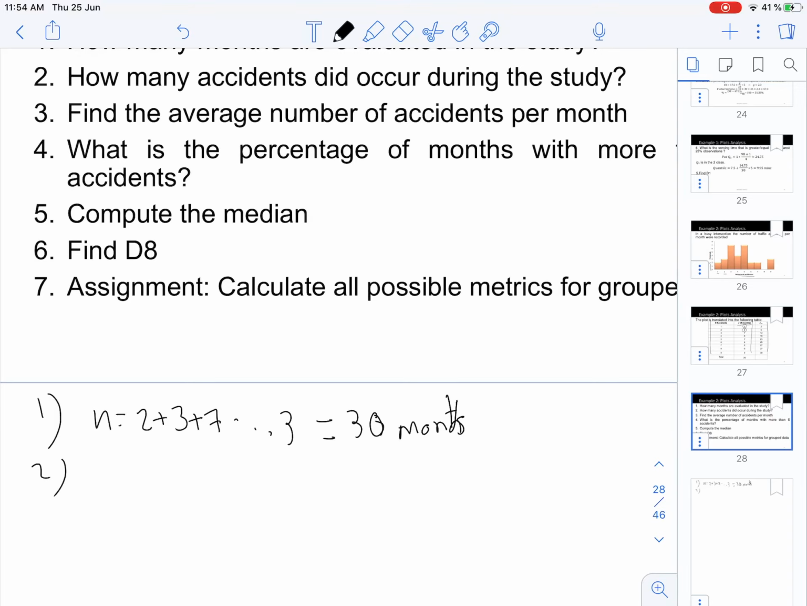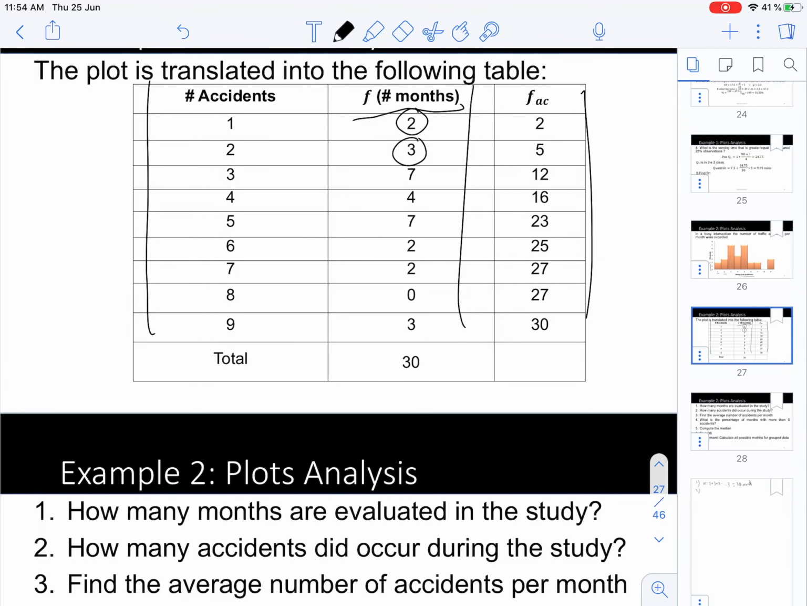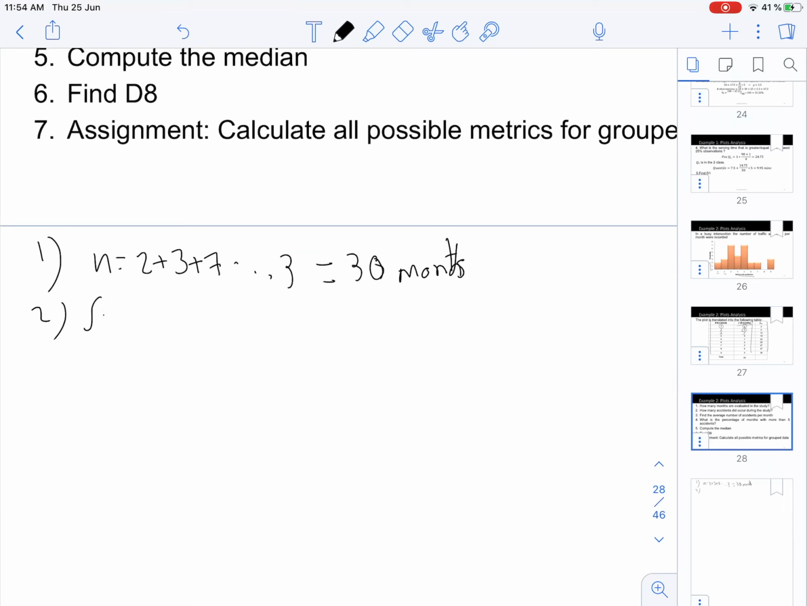The second one: how many accidents did occur during the study? In total, we know that one accident occurred in two months, 2 accidents in 3 months, 3 accidents in 7 months. So if we multiply the number of accidents times the number of months and we add them up, that's going to give us as a result the total number of accidents. So that's the frequency times the value of the variable, the number of accidents, and we're gonna sum that, right? It's the sum.